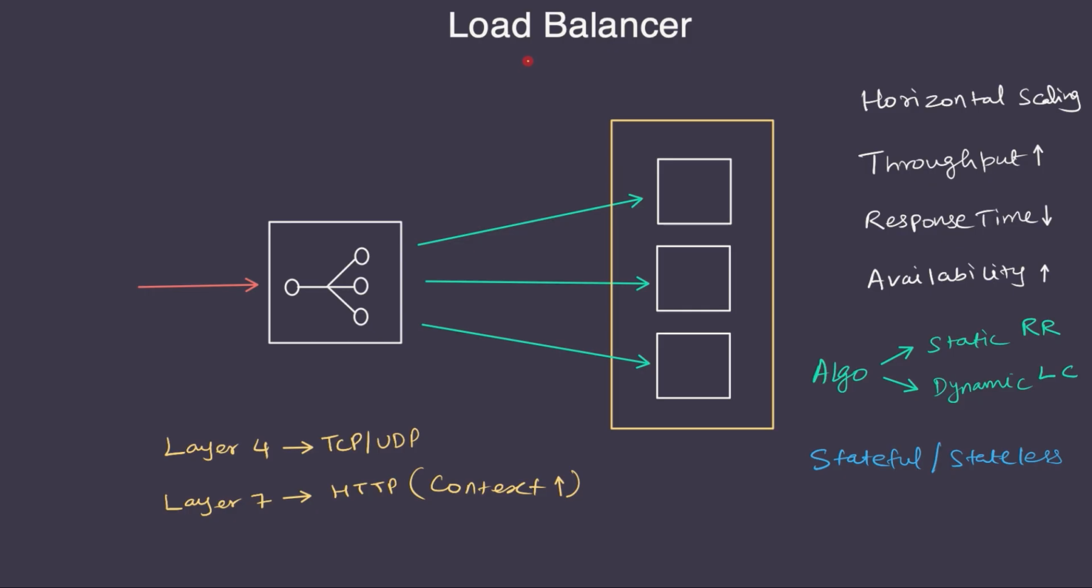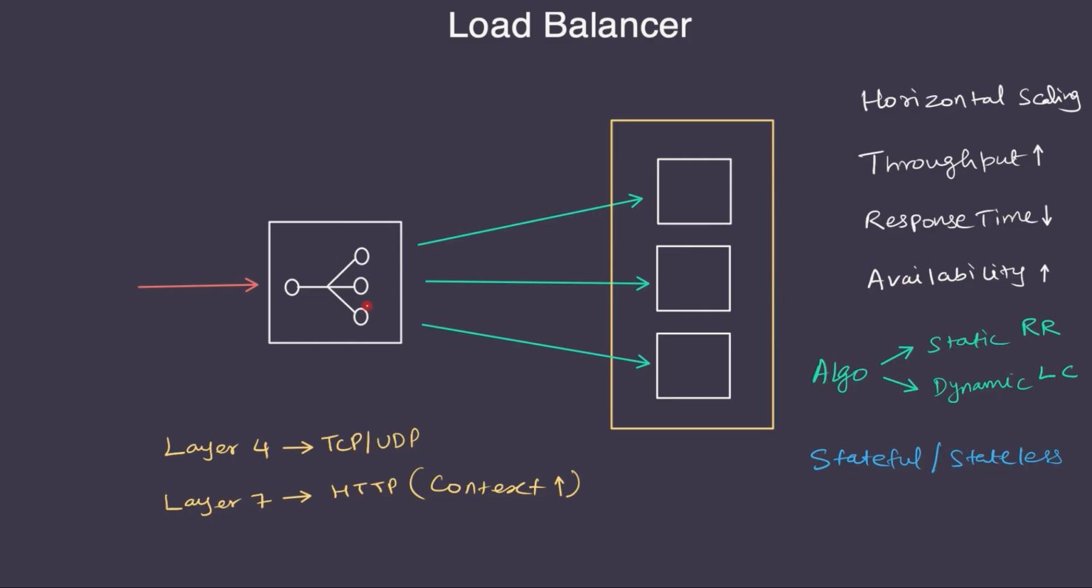Let's talk about load balancer in this video. Load balancer is a hardware or software component which is designed to send incoming traffic to one or more of the backend servers. So basically it distributes incoming traffic to the backend servers. So that is all it does. Load balancer is one of the key enablers for horizontal scaling. And with horizontal scaling, we get higher throughput, lower response time, and we also increase the availability of the system.